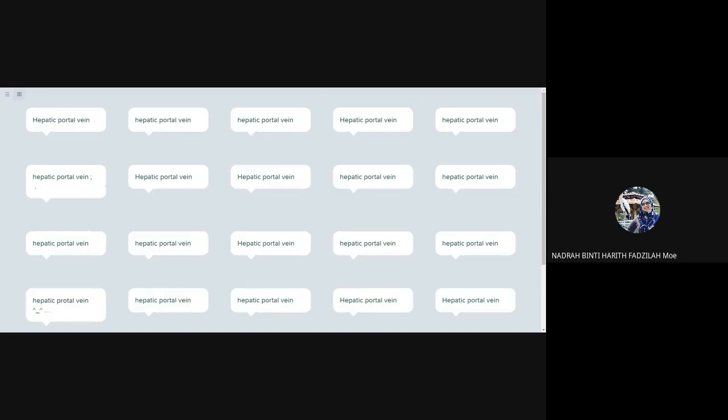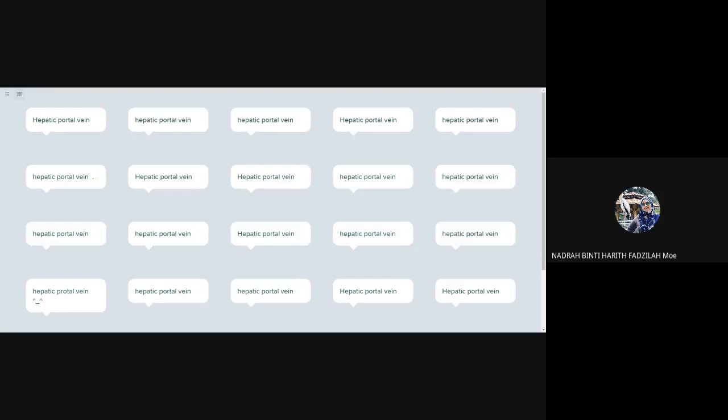So bila kita tengok rajah, kita cuba tengok rajah yang satu lagi ya. Okay, nama dia hepatic portal vein.